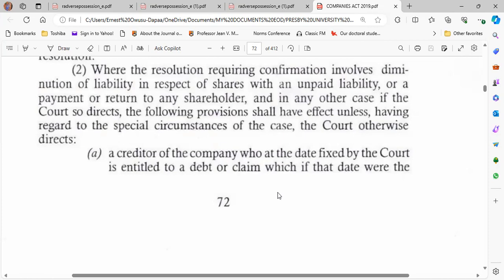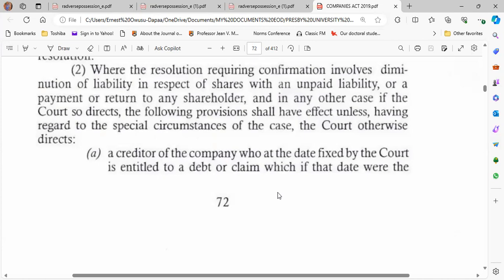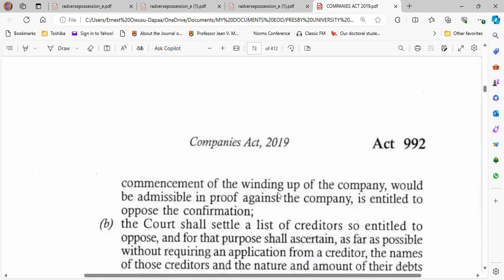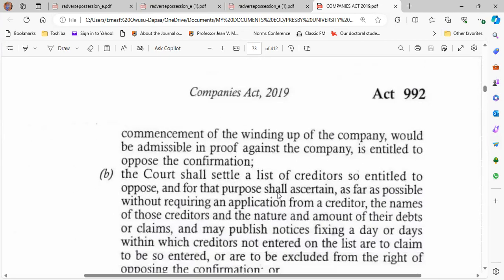Then when a resolution is passed seeking to get confirmation of the court, you are also entitled to actually approach the court and oppose the confirmation. You can file an affidavit in opposition and tell the court that the court should not grant approval to the special resolution. Of course, we need to canvass reasons why you are inviting the court to make such an order.